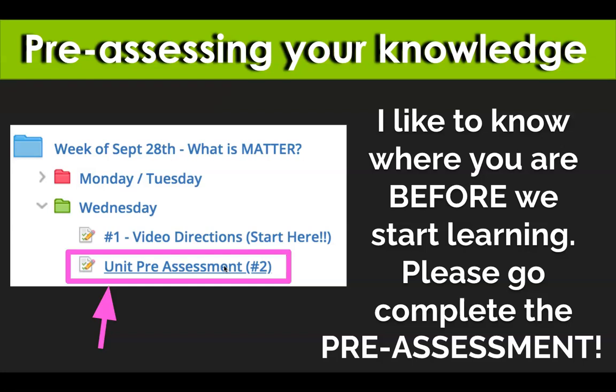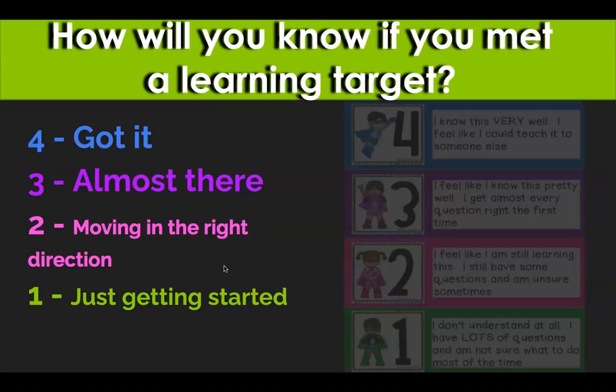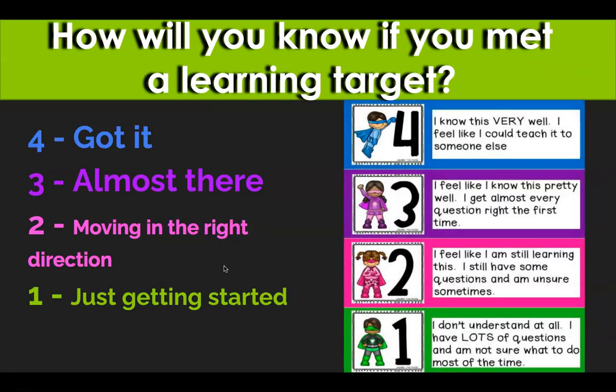It's a form. It's going to have all the targets for the unit listed there, and it's going to ask you to rate yourself on a 1 to a 4 based on how you feel about the target. So a 1 means you're just getting started. You don't understand it at all. You have lots of questions. You don't understand what the target means, and you're not really sure. So if you have no idea, you're going to put a 1. And that's where I expect everyone to be. So it's totally okay on the pre-assessment to put a 1 down.